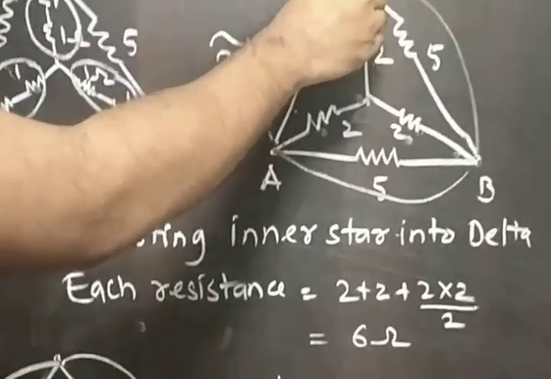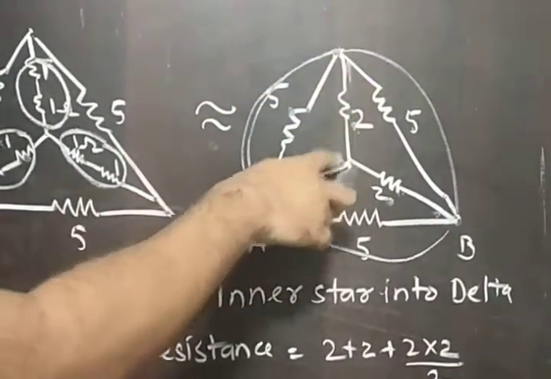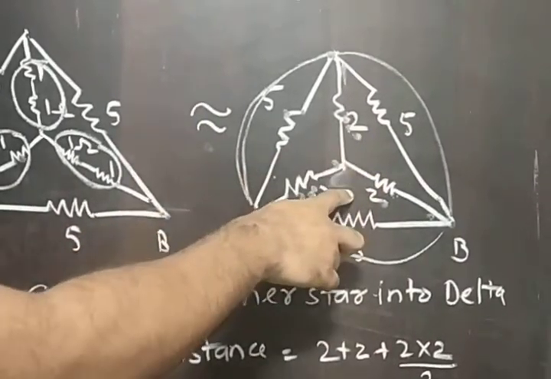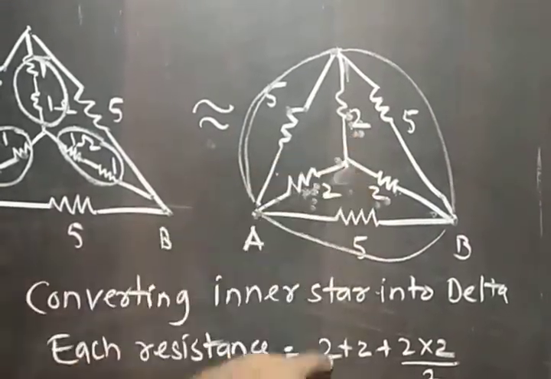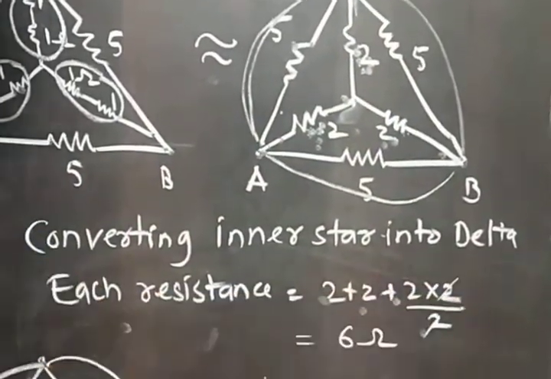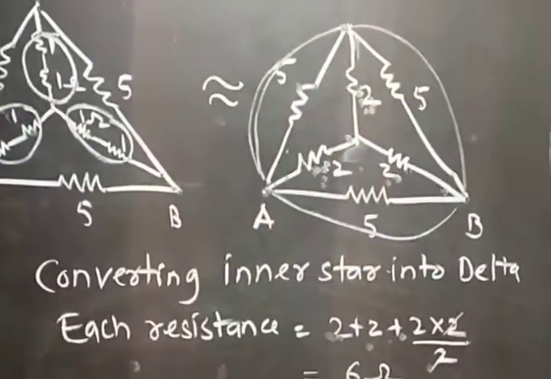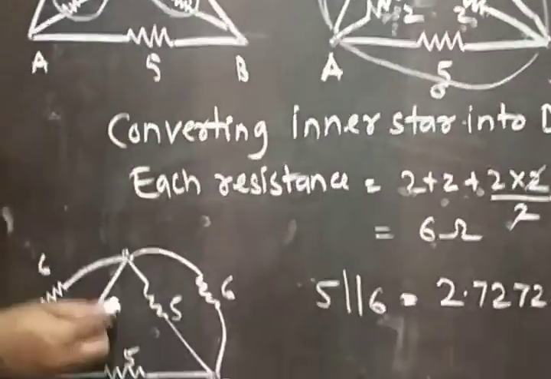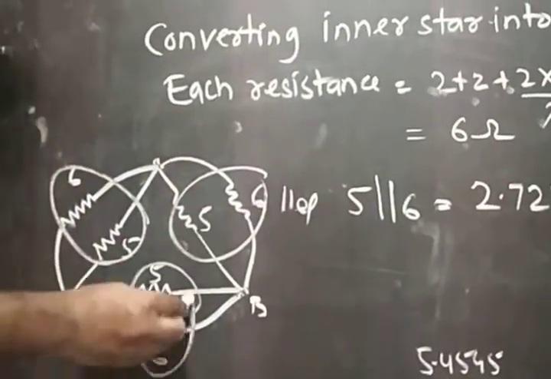So for delta, if you want to find this branch, these two branches of the star connection are connected to these two terminals. So this 2 plus the multiplication of these two branches divided by the third resistance. So 2 plus 2 plus 2 into 2 divided by 2. So these two get cancelled. 2 plus 2 plus 2 is equal to 6 ohm. So each branch has 6 ohm. So these 6 ohm branches are connected in parallel with this existing delta branch. So this is parallel.